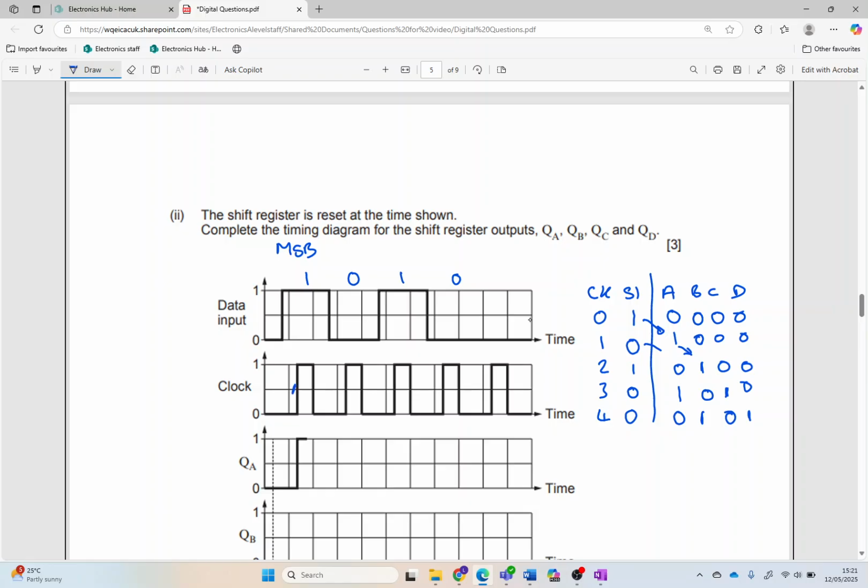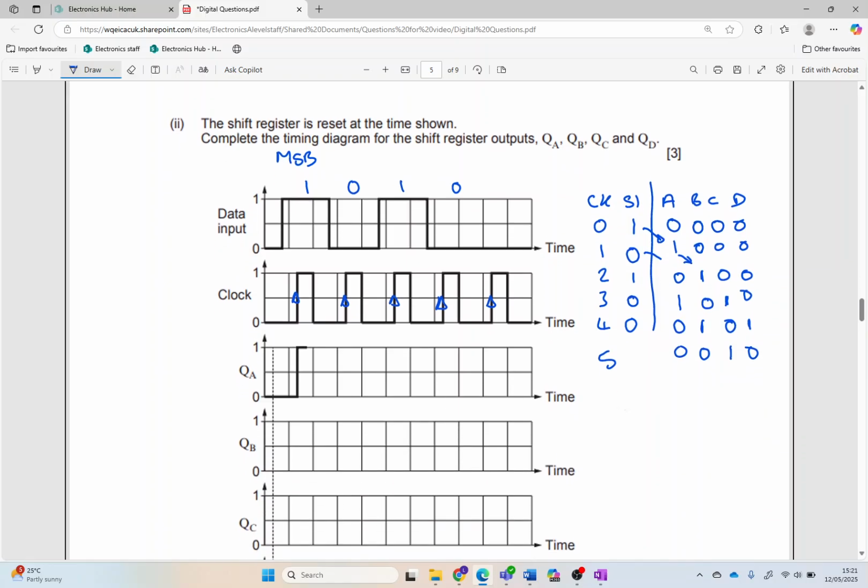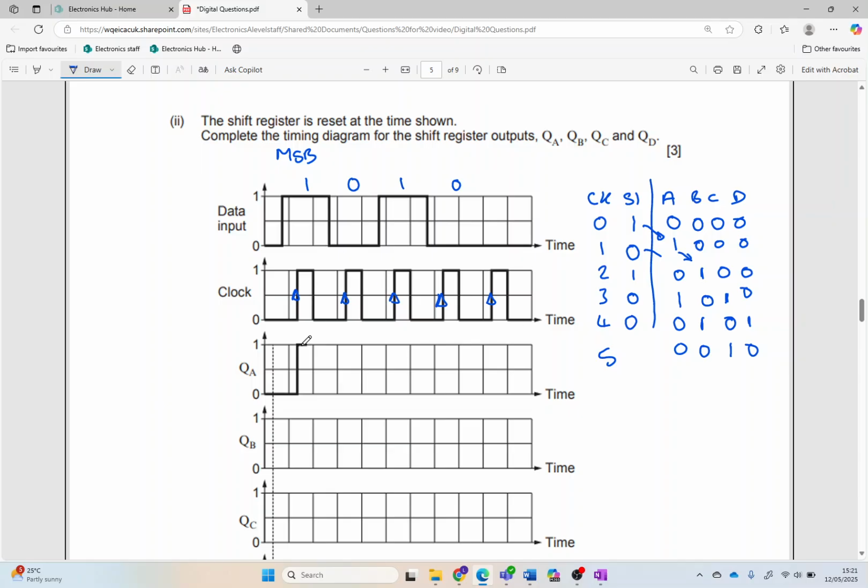So there's my first clock pulse, second clock pulse, third clock pulse, fourth clock pulse, and we do have a fifth clock pulse. So what's going to happen on that fifth clock pulse? Well, the 0 is going to come in, so we're going to have a 0, 1, so that 0 is going to be like so. So we just need to feed that through on the fifth clock pulse. So on the first clock pulse, that 1 is coming in. That's that 1 there.